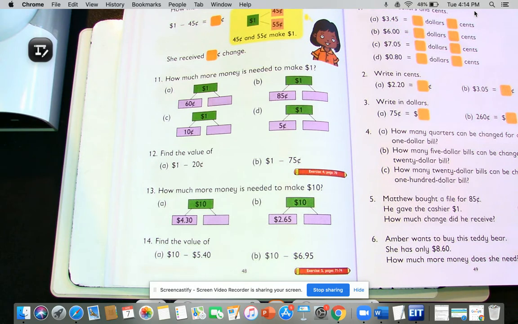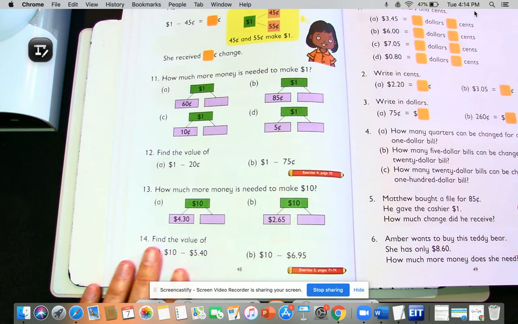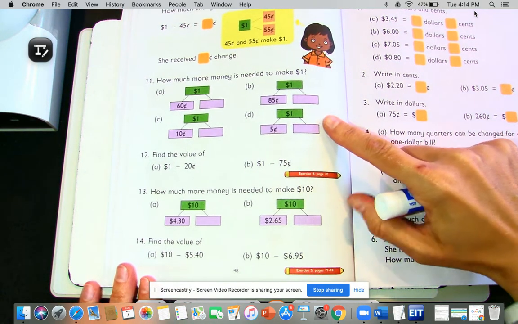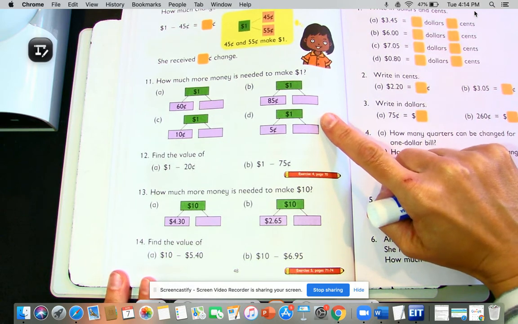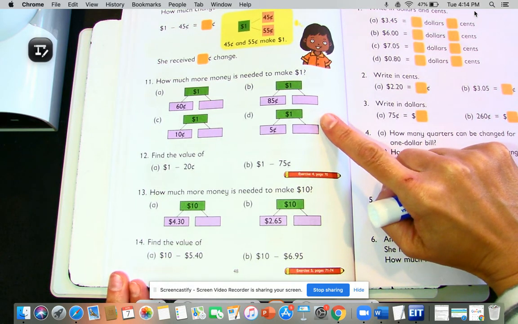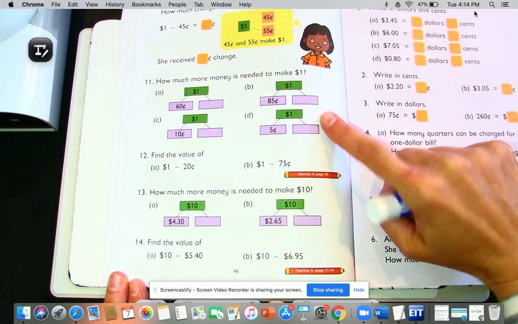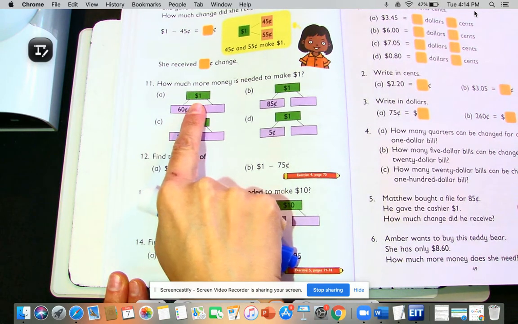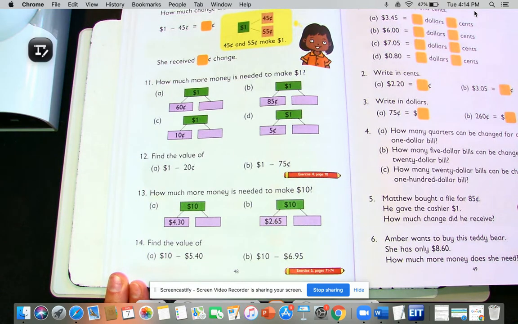All right, so I wanted to explain a couple strategies for making a dollar. So let's take a look at our textbook here. For number 11, this one is about how much more money is needed to make a dollar. When we're thinking about a dollar, we can think of a dollar as the same as 100 cents.